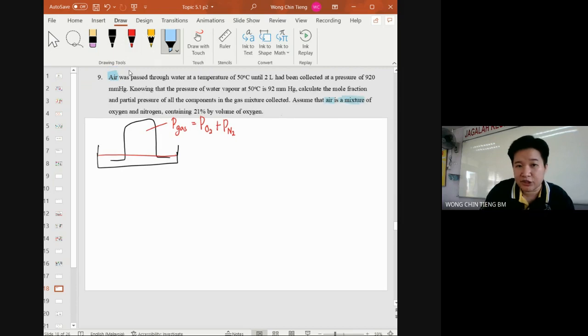Air is a mixture of oxygen and nitrogen gas. Where 21% by volume is oxygen. So pakcik ni ambil 21%.